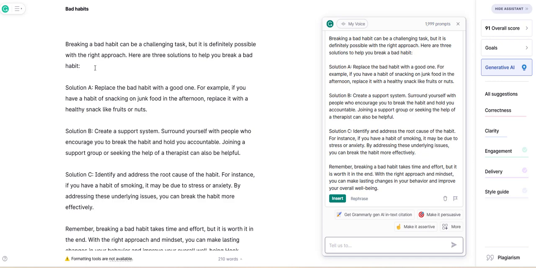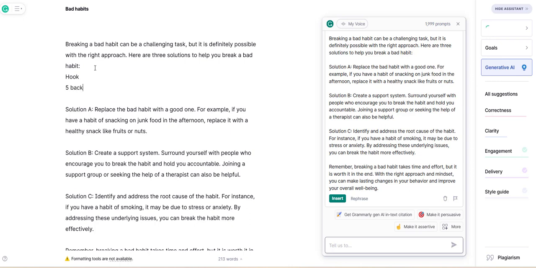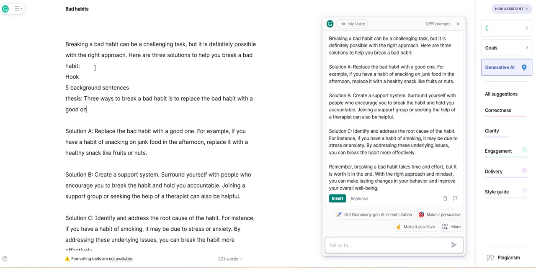You still have to rewrite this because you still have to write your introduction. You have to have a hook. You have to have 5 background sentences. So basically, Grammarly is not going to write it for you. You still have to write, then you've got to write a thesis. 3 ways to break a bad habit is to replace the bad habit with a good one. Okay, that's solution A.